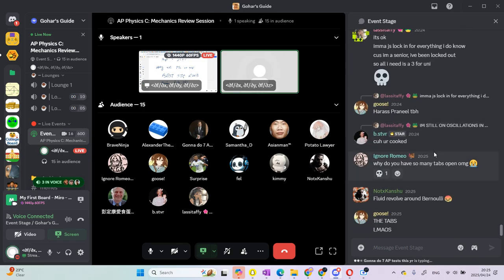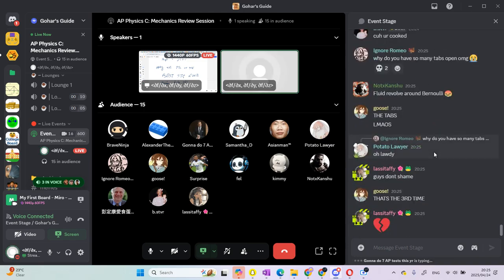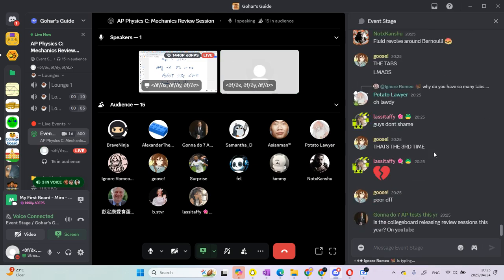Yeah, I have a lot of tabs open. That's just how I operate. Don't mind that. Whenever I screen share or show my computer to someone, the first thing that gets noticed is the fact that I have like 70 tabs open.